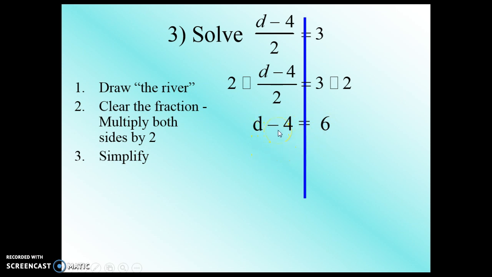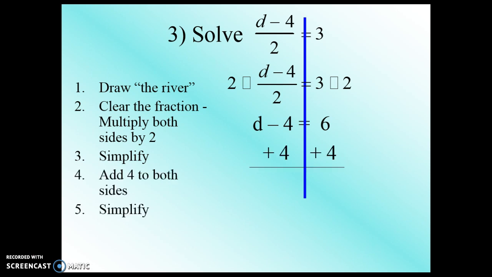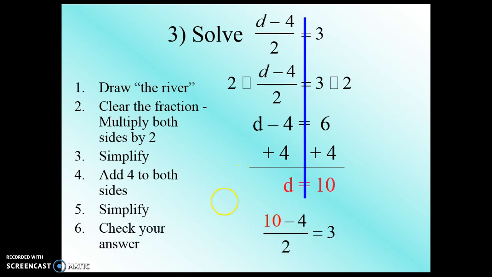By doing that, we have to get rid of minus 4. To undo minus 4, or get rid of it, we do the opposite, which is plus 4 on both sides. And d is equal to 10. Let's not forget to check our answers and plug 10 back in. 10 minus 4 is 6. 6 divided by 2 is 3. It works.